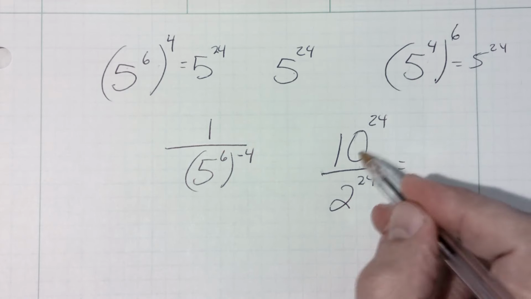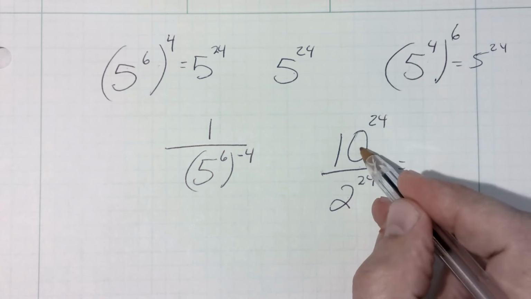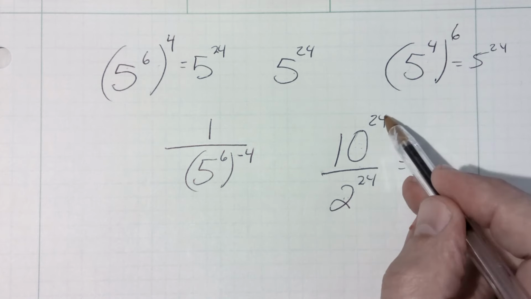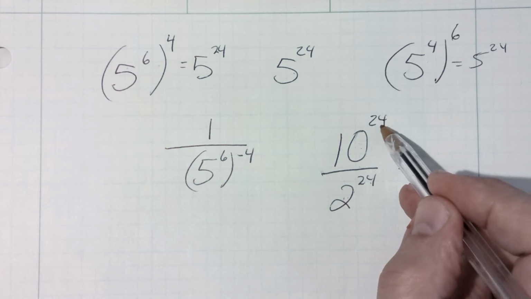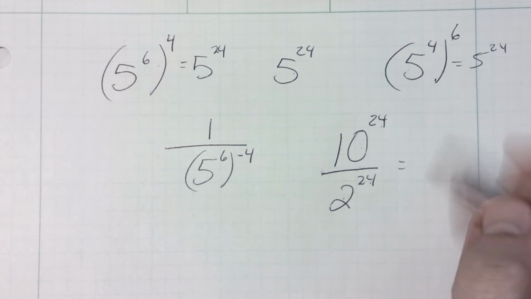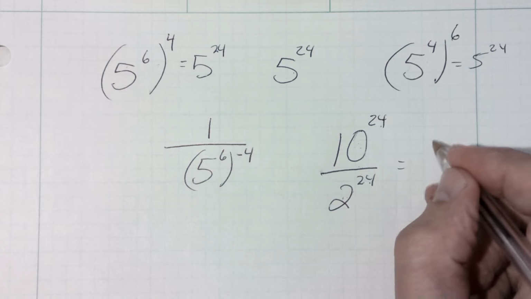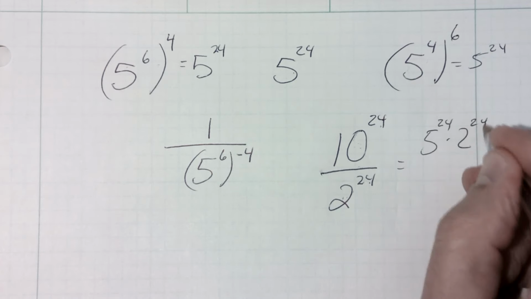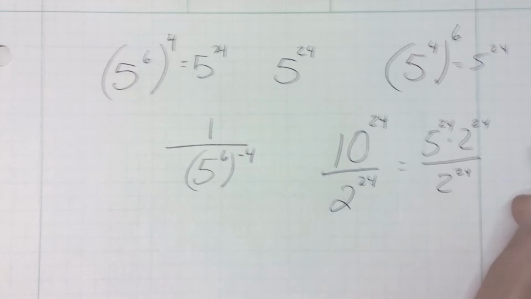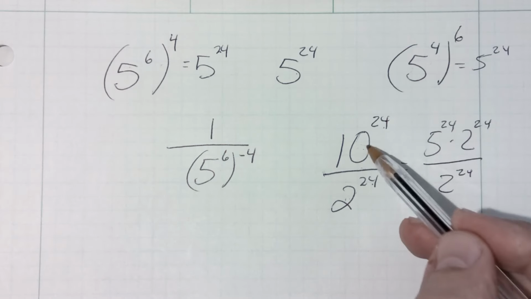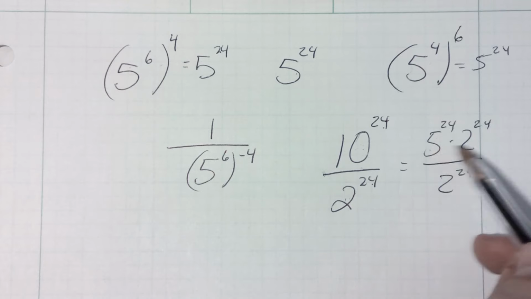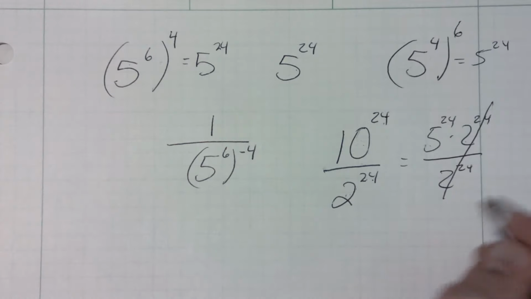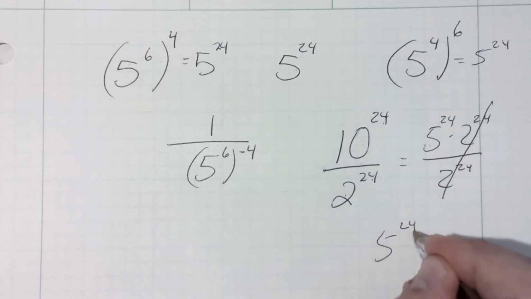So this, again, looks a little bit confusing, but since 10 has a factor of 2 and they have the same exponent, I want to emphasize that they have to have the same exponent, then you can reduce it by that and write that as 5 to the 24th times 2 to the 24th over 2 to the 24th, because what I did was I broke that 10 into its two factors of 5 and 2, both raised to the 24th, and then the 2 to the 24th cancel, and I'm left with 5 to the 24th.